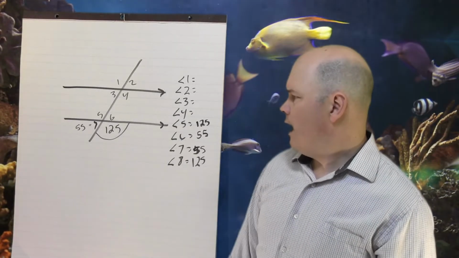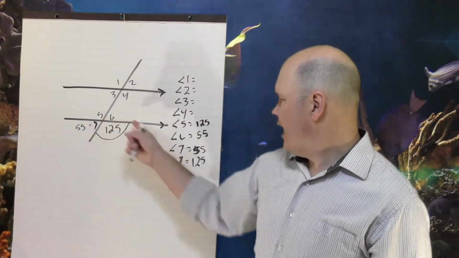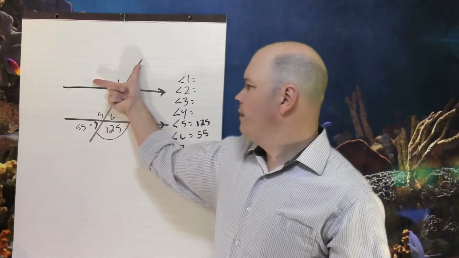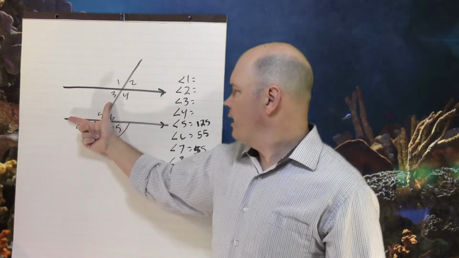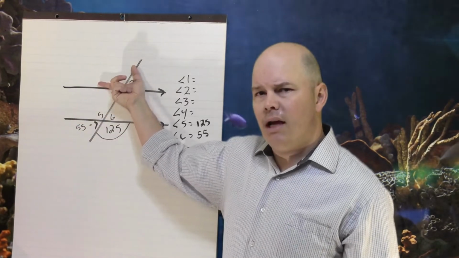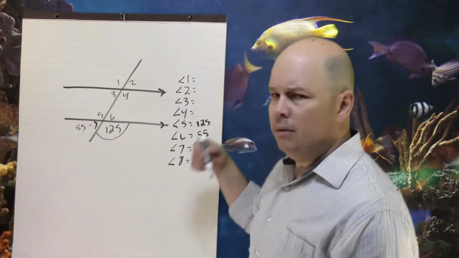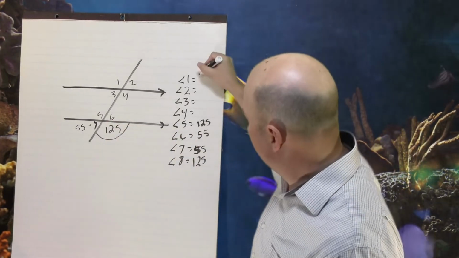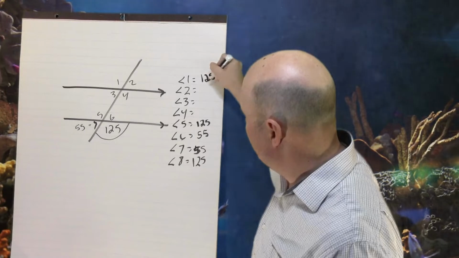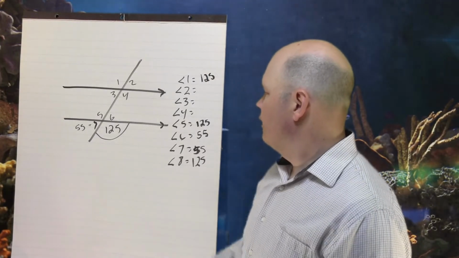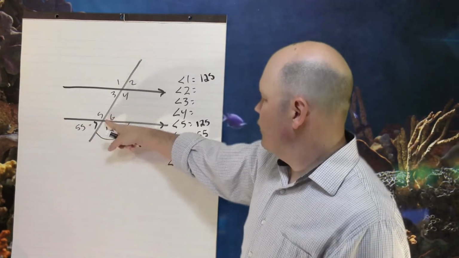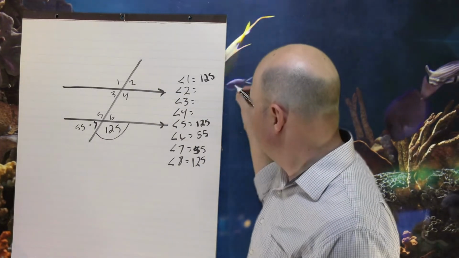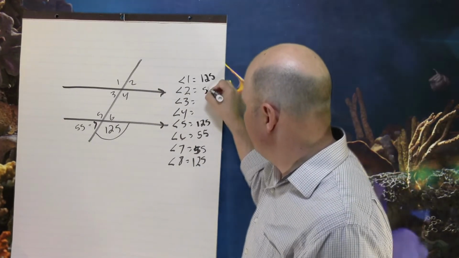Okay? Now from here, I'm going to take my angle 5, which was 125, and I'm going to just translate it up till it becomes angle 1. If I translate it up, that's a corresponding angle. Okay, and that means it's the same. So if angle 5 is 125, then angle 1 has to be 125. Okay? If angle 6 is 55, when I translate it up, it also has to be 55 for angle 2.